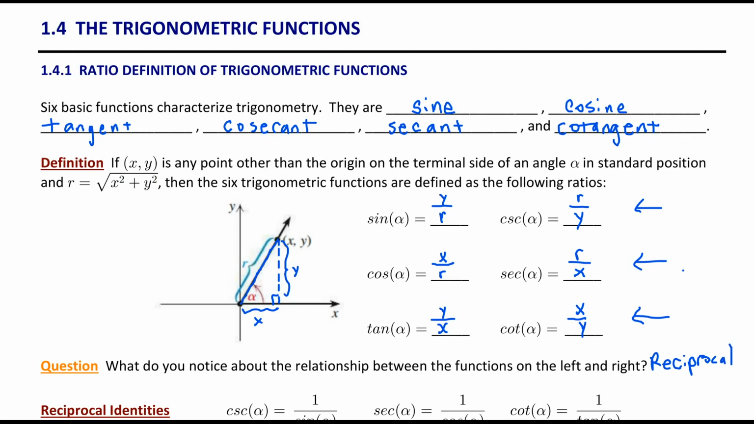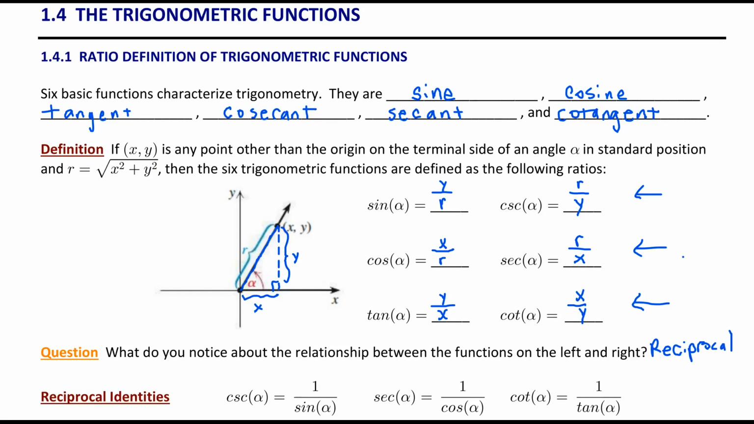Therefore, if I know that sine of alpha equals y over r, and I know that cosecant is the reciprocal of sine, then I could determine that cosecant is r divided by y. We're going to be studying all kinds of interdependent relationships just like that throughout the semester. The more that you can recognize relationships like that in trigonometry, the deeper your understanding will become.